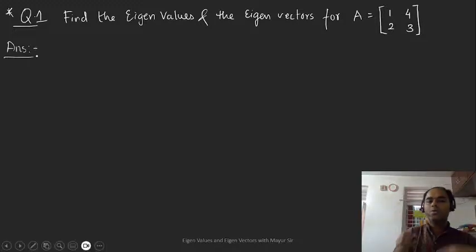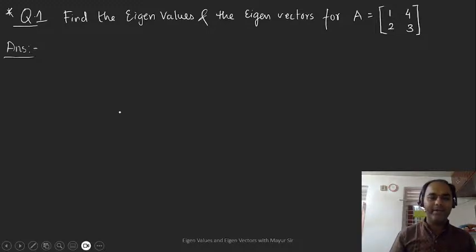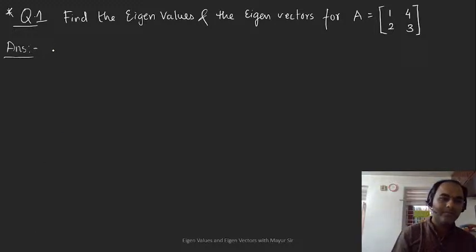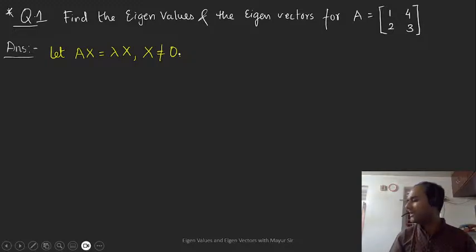Anytime you have this kind of question, in any examination, anywhere on earth, the first line you must write is this: let Ax equal to lambda x, x not equal to 0. This is the first line that has to be in your answer. Otherwise it is going to create problems.